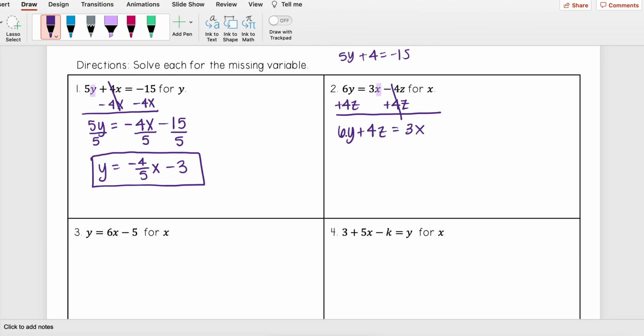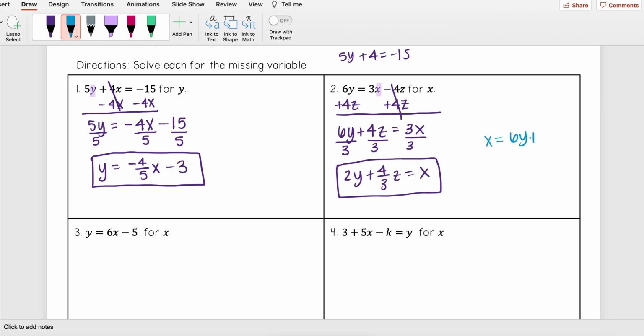Again, I can't combine these to be, for instance, 10yz, because these aren't like terms. They're different variables. So I have to instead leave it as 6y plus 4z. And then to get x by itself, I'm going to divide every term by 3. So 6y divided by 3, I get 2y plus 4/3 z is equal to x. Another way I could write that is to instead have x is equal to 6y plus 4z all over 3. Either answer would be acceptable.